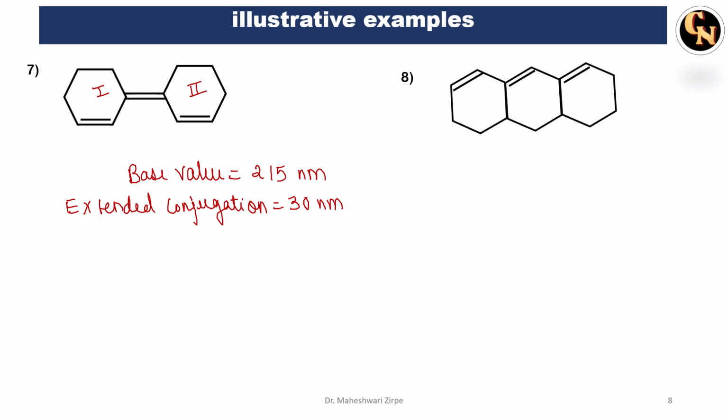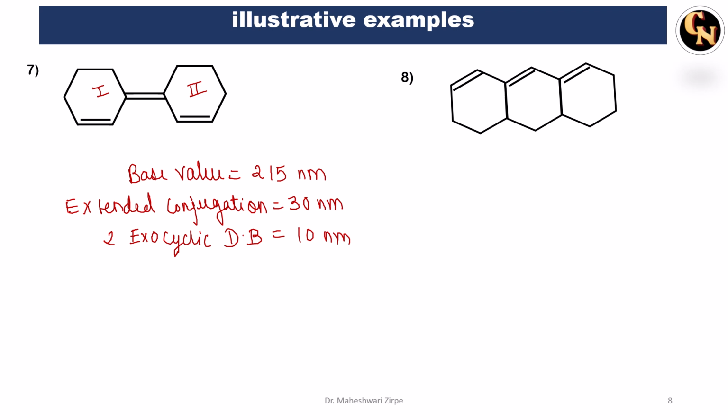So how many are we going to write for the first cycle? You can see here for the first cycle this double bond is exo. Similarly for the second cycle the double bond is exo, and it is in conjugation. So we are going to write 2 exocyclic double bonds. That means 2 into 5 is 10 nanometer.